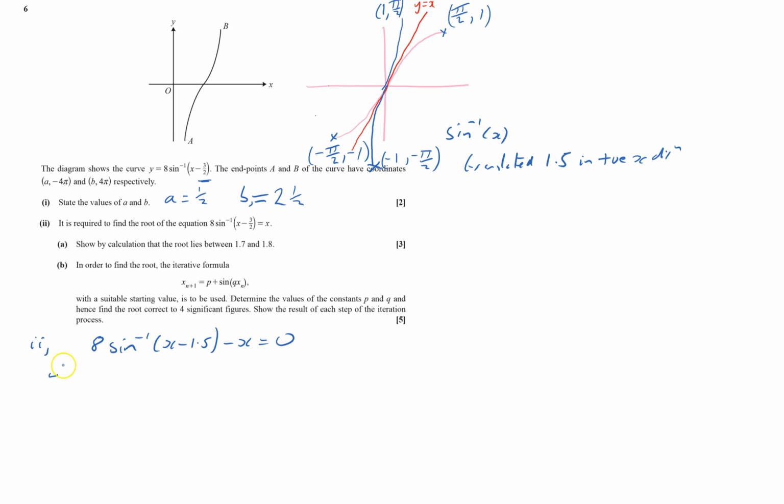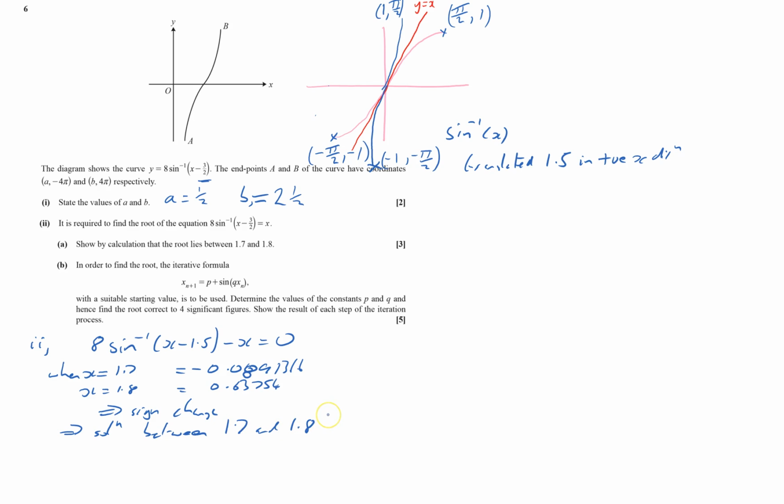And then I'm going to try when x equals 1.7, we get negative 0.089136, and when x equals 1.8, it equals positive 0.63754. Therefore, sign change, therefore solution between 1.7 and 1.8. Good.